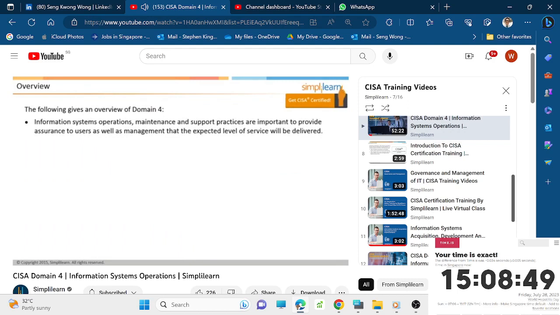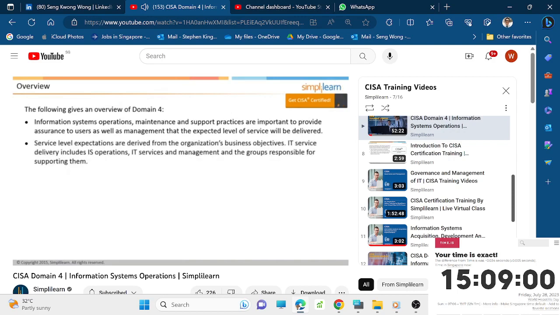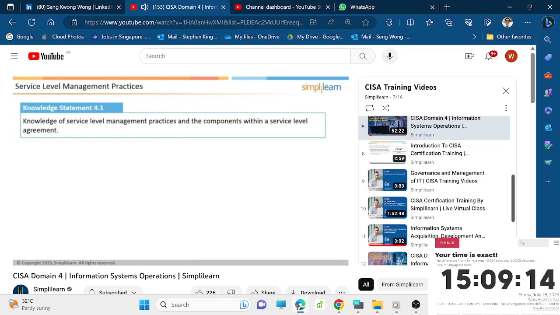Information systems operations, maintenance, and support practices are important to provide assurance to users, as well as management, that the expected level of service will be delivered. Service level expectations are derived from the organization's business objectives. IT service delivery includes IS operations, IT services, and management, and the groups responsible for supporting them. The CISA candidate should have knowledge of service level management practices and the components within a service level agreement.